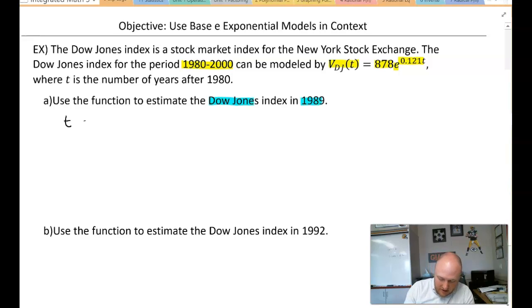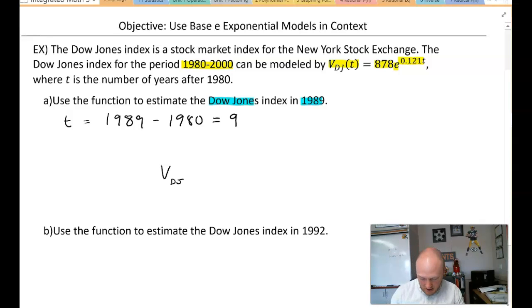So we need to figure out, what is t? What am I going to plug into my function? Well, this function is modeling 1980 to 2000. So if 1989 is our year, I subtract 1980, and our t value is 9. So I want to evaluate this function, V subscript dj. That's just notation to tell you what specific value they're talking about. I'm going to evaluate the function at 9. So V of 9 is equal to 878 times e to the power of 0.121 times 9.